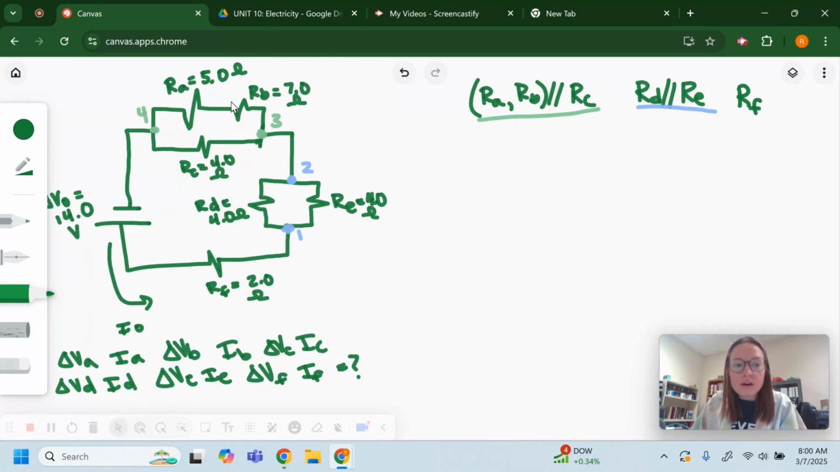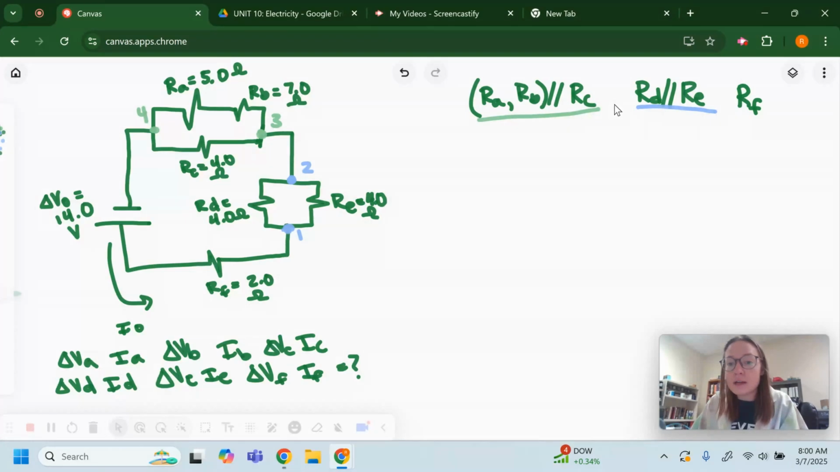Now, do you see that all of this chunk right here, this 3-4 chunk, and all of this 1-2 chunk? I like to call them branches. All of the 3-4 branch and all of the 1-2 branch are in series with each other. I have to go through the 3-4 branch, and I have to go through the 1-2 branch, and I have to go through RF in order to make it back to the battery. There's no way to do this where I'm not going through some part of the 3-4 branch, and some part of the 1-2 branch, and then making it back to the battery. So these are all going to be in series with each other.